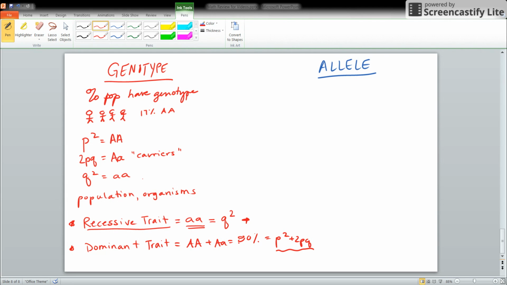So the dominant trait, to be honest with you, isn't all that helpful, but the recessive trait really is a key one. They will oftentimes give you that recessive trait or the recessive phenotype, and you need to know that that is giving you Q squared.